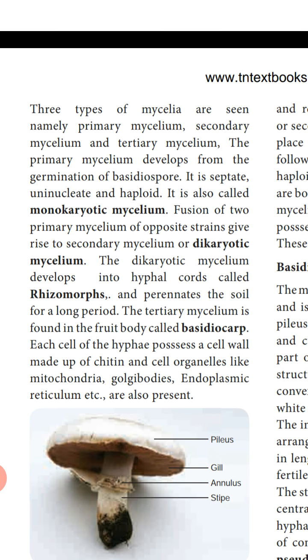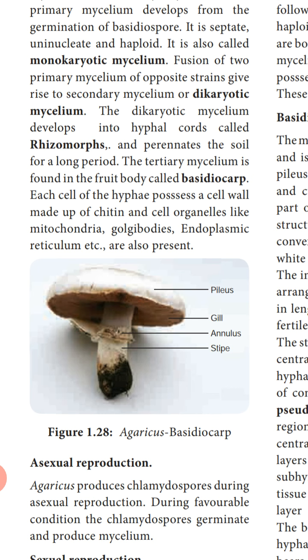So this is the structure of the basidiocarp. You can see here the fruiting body of Agaricus. You can see the stalk-like structure, called the stipe. The stipe is surrounded by a membranous structure called the annulus. Above the stipe there is a convex structure called the pileus, and on the inner side of the pileus there are radial arrangements called the gills. These run from the periphery to the center. So this is the structure of the Agaricus basidiocarp.